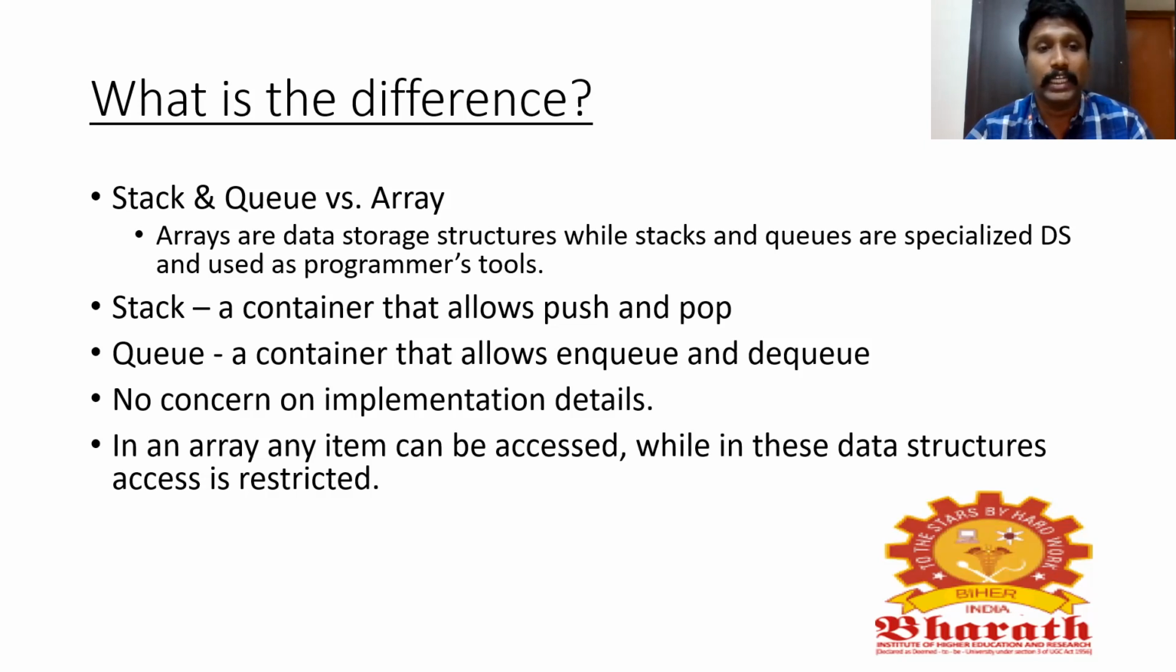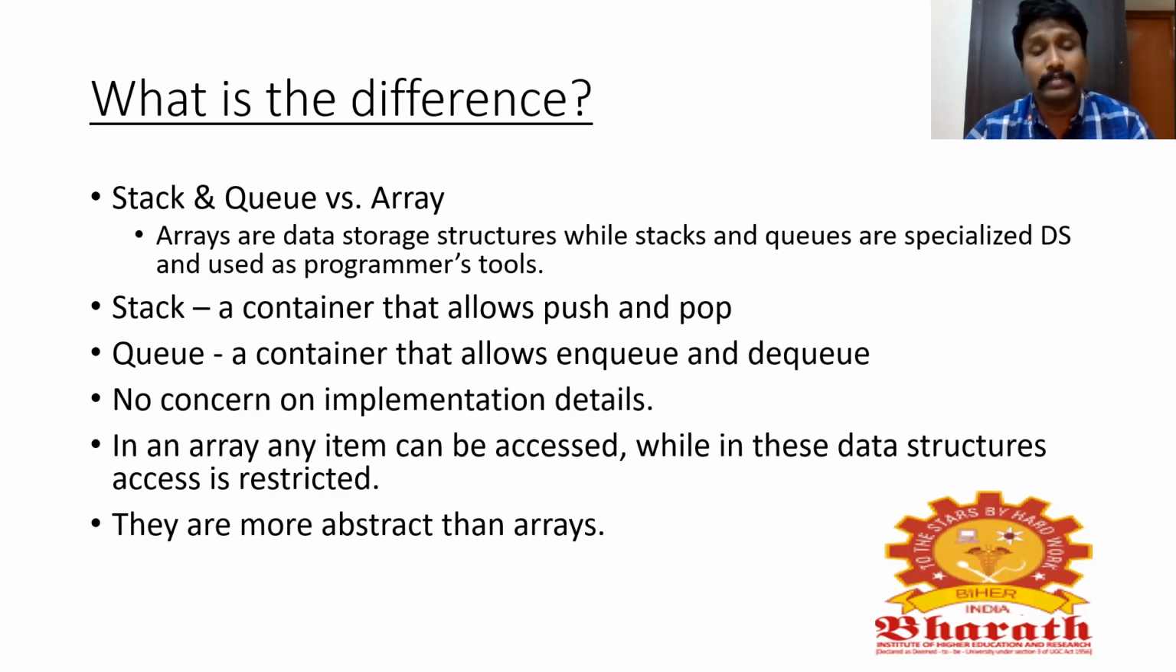Stack and queue are a good example of ADT. So that is about the accessing part. In an array, you can easily access the elements, but in stack and queue, you can't easily access the elements because they are abstract data types. They are more abstract than arrays, and the accessing is also very hard. That's about it.